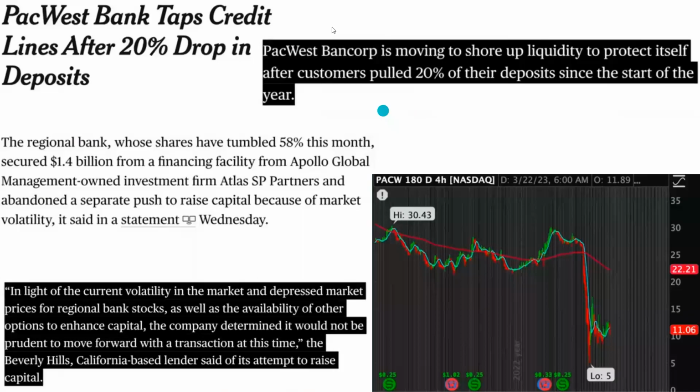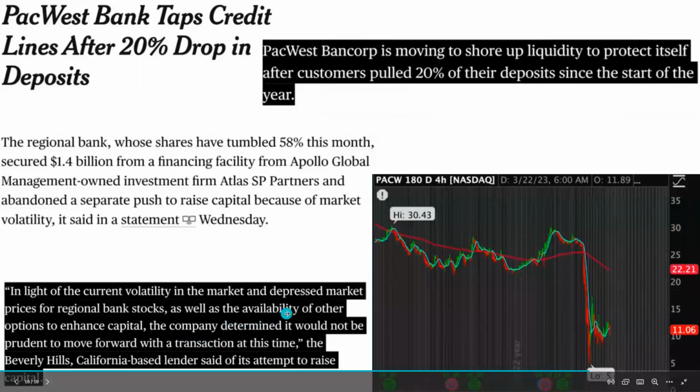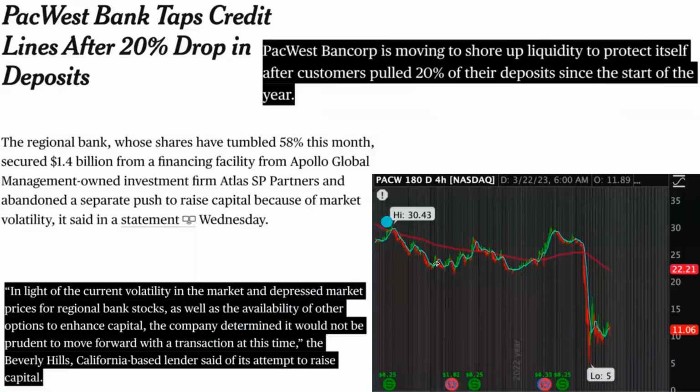Now, if you look here at the chart, they talk about their attempts to raise capital. It's going to be really hard to raise capital, guys, when your stock was just at $30 and then it went as low as $5. So it makes it a lot more difficult for them to raise capital. And that's basically just a sweet way of putting it, the nice way of putting it. But really it's because the stock went from 30 to 5.